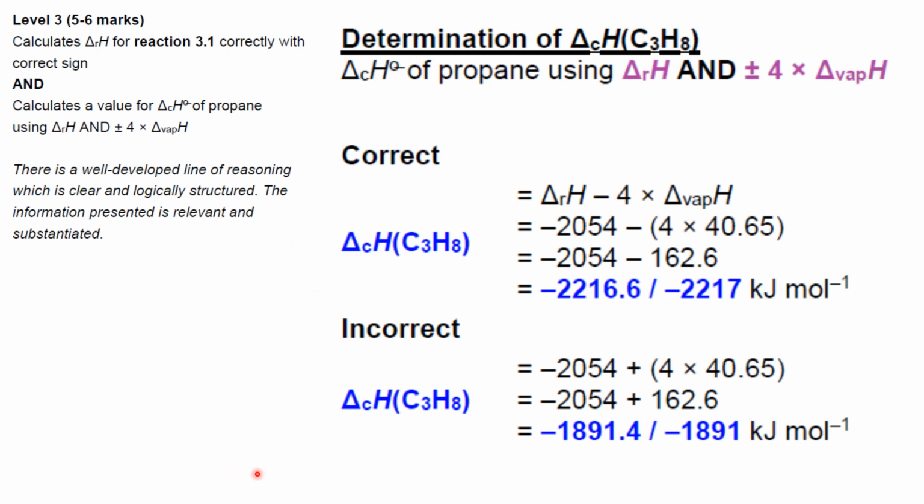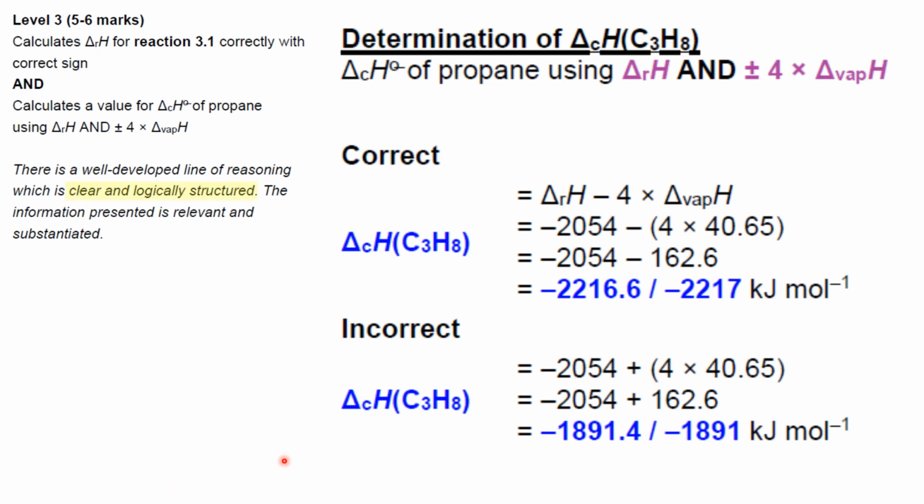Now, if you didn't reverse it and you got minus 1891.4, in other words, you just read it from the question and just plugged in plus 40.65 times 4, that might get you to 5 marks, but to get 6 marks, really, you have to have minus 2216.6. You have to recognize that final piece of deduction, which is that you're reversing the enthalpy of vaporization because you want liquid water.